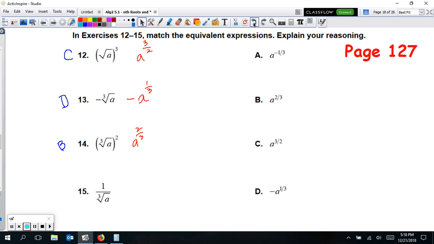As we convert that, this is going to be down here, a to the 1/3, but we want to get this out of the fraction here. We can make this a negative exponent. We can convert it back to a negative exponent, so that's definitely going to give us A.